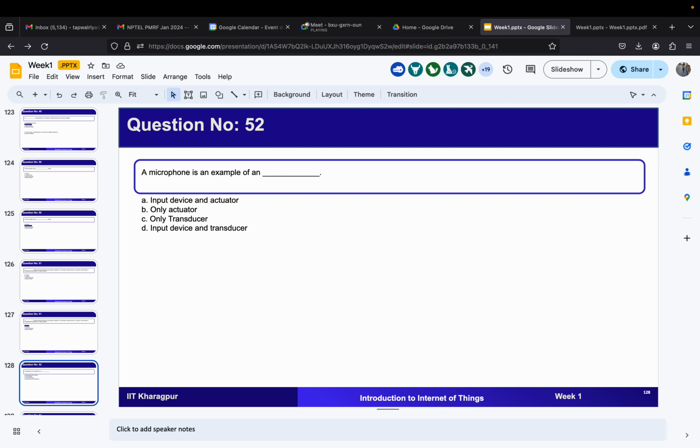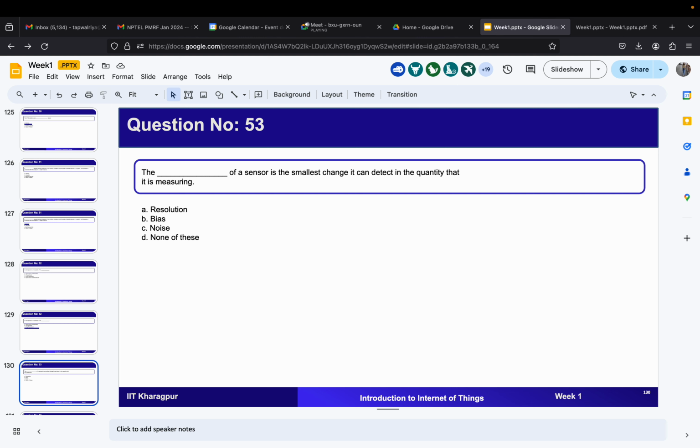Next question is, a microphone is an example of a blank. Options are A, input device and actuator. Option B is only actuator. C is only transducer. D is input device and transducer. D, input device and transducer. Okay, anyone else? Yes, it's D, input device and transducer.